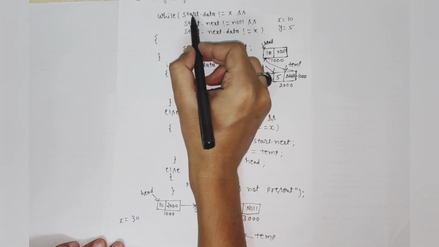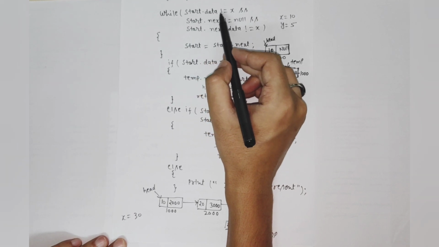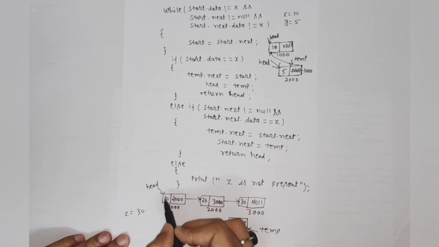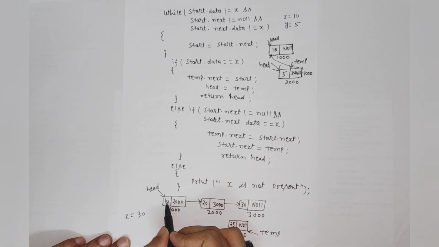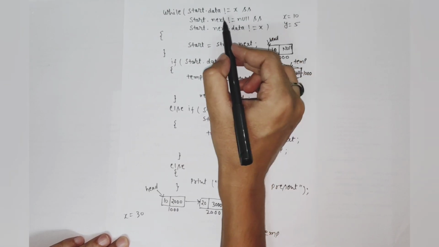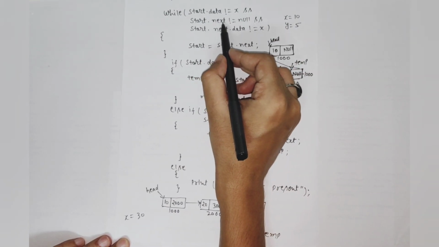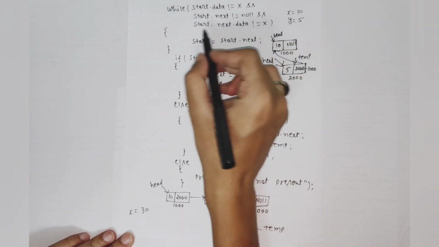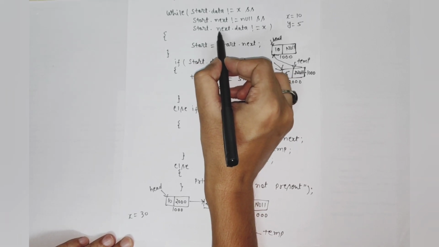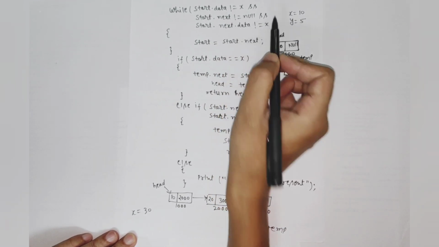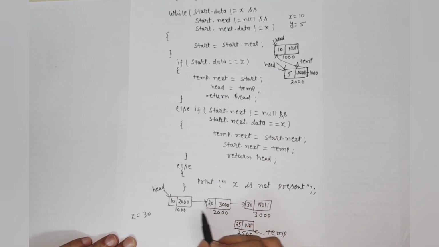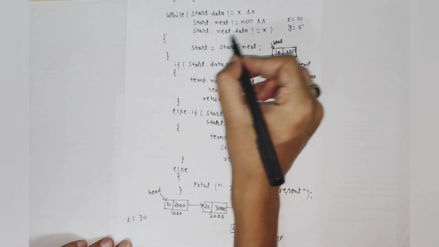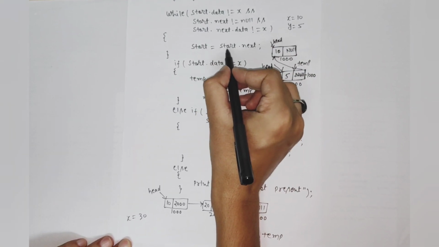In this while loop we are checking start.data not equal to x. Start and head are the same. start.data is 10, not equal to x, so this condition is true. After that we will check the second condition, start.next not equal to null. start.next is 2000, so it is not equal to null. So we will check the third condition also, start.next.data is not equal to x. start.next is 2000 and 2000's data is 20, which is not equal to x. So the condition is true. So we will increment the start pointer to start.next.